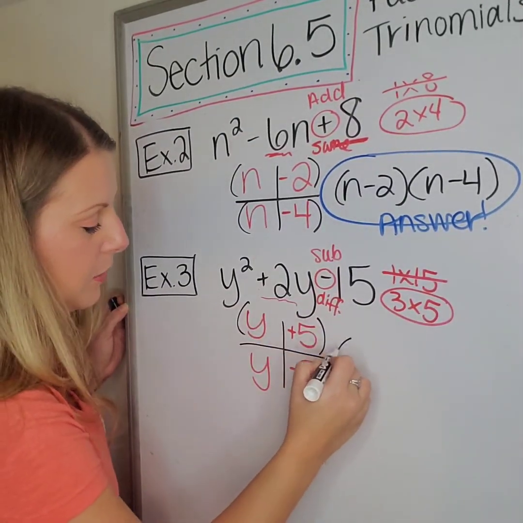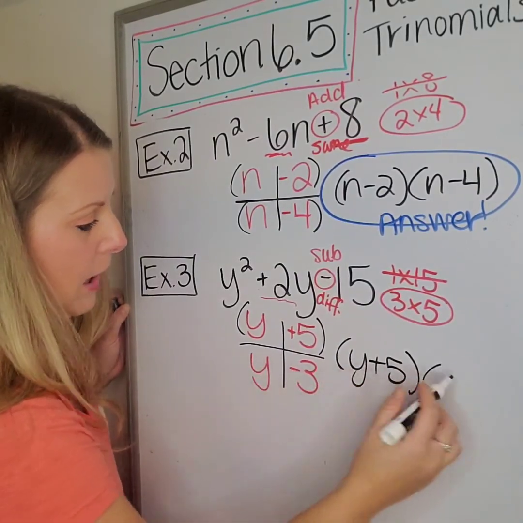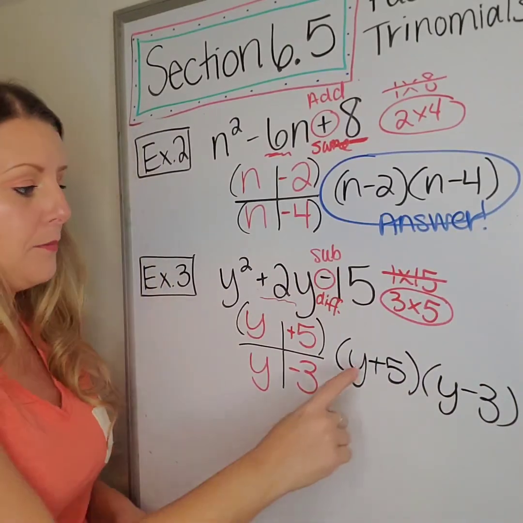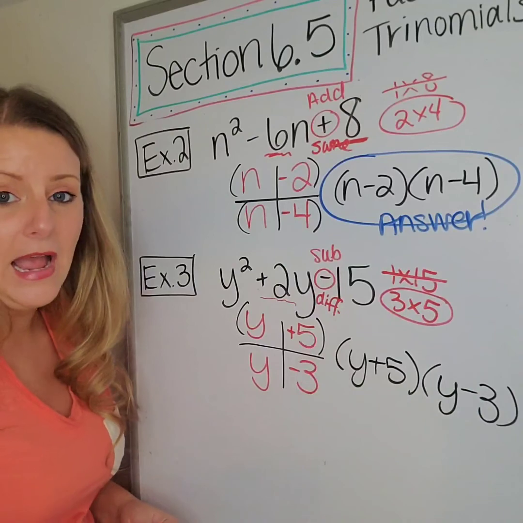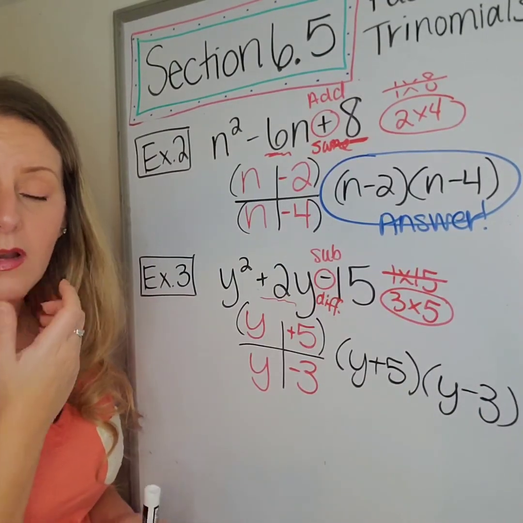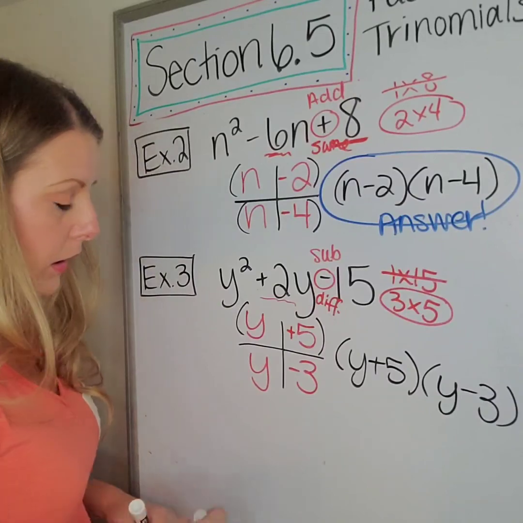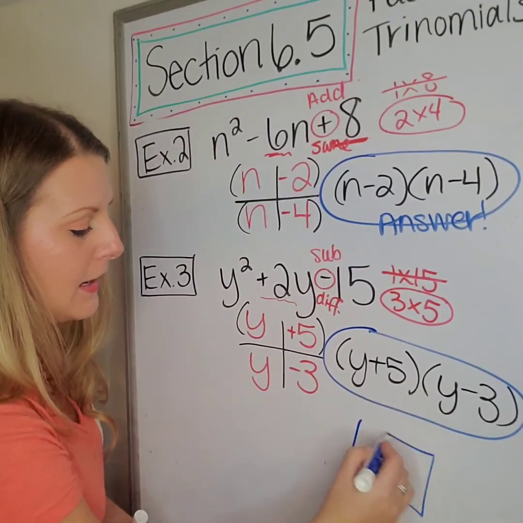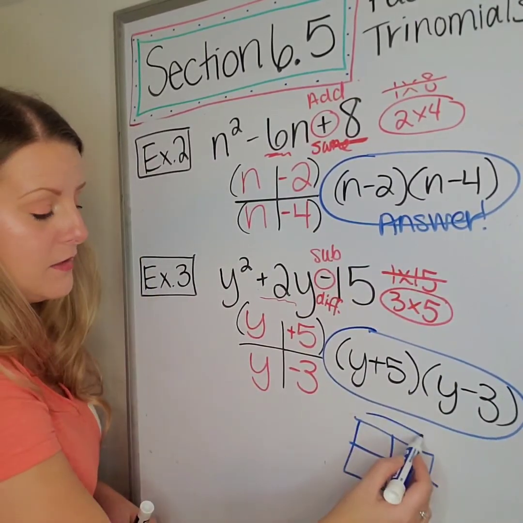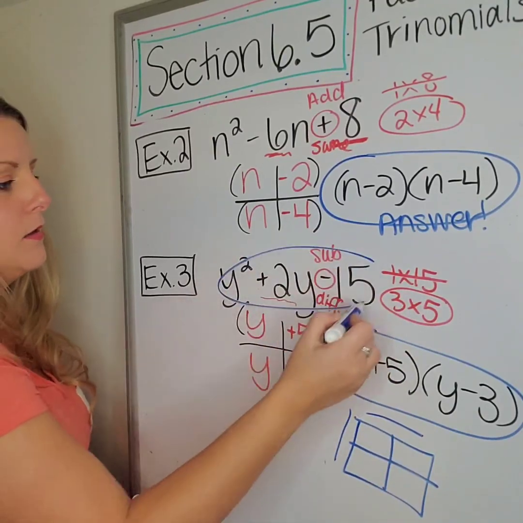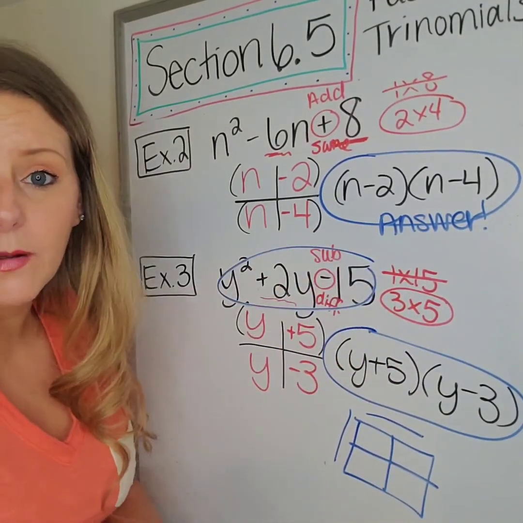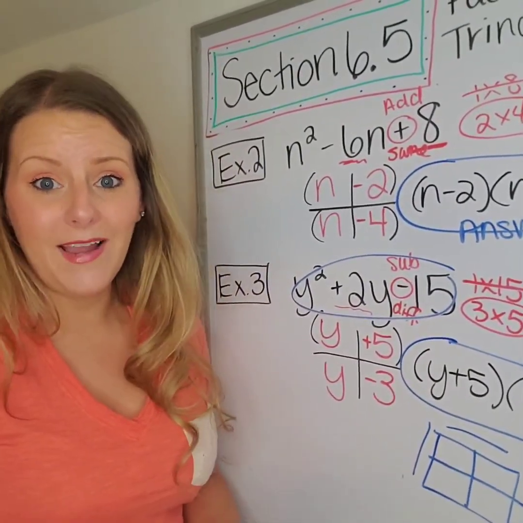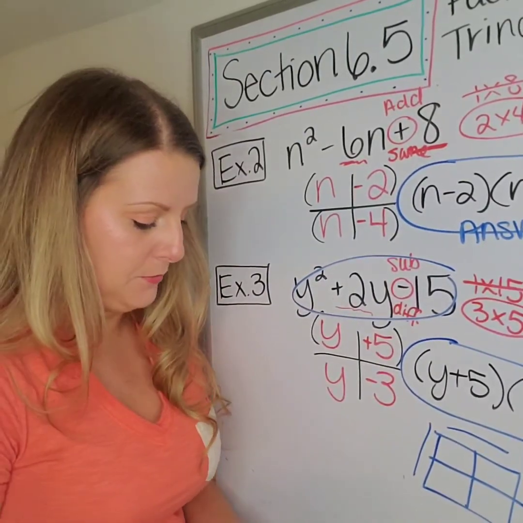So y plus 5 and y minus 3. Or you could have y minus 3 and y plus 5. The order doesn't matter, but the plus has to be with the 5 and the 3 has to be negative. If it's not, it is considered wrong. I'll circle this so you know this is your answer. If you're ever not sure if these are right, you can always go back and fill in the 2 by 2 box and it'll go right back to the original problem. So you can always double check your answers. There's honestly no reason to ever get these wrong because you can always go back and double check to make sure you didn't make any simple mistakes.